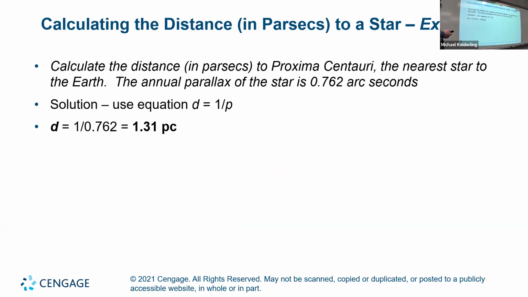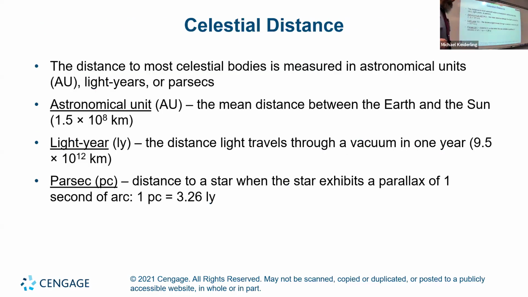So Proxima Centauri is the nearest star to Earth. The annual parallax of that star is 0.762 arc seconds. The distance to that star is therefore 1 over 0.762, or 1.31 parsecs, which is a little over 4 light years. That is the closest star to Earth. So 1 parsec is 3.26 light years.